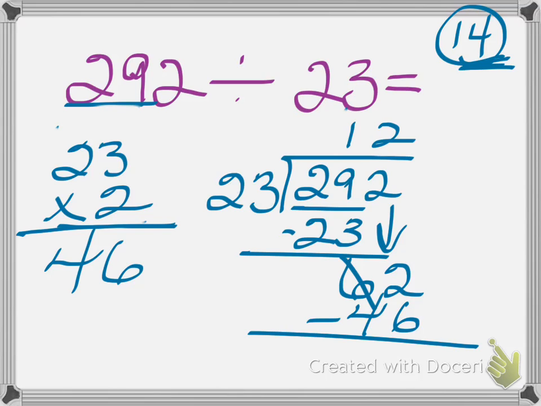Subtract that. Looks like I'm going to have to do some borrowing. 12 minus 6 is 6. 5 minus 4 is 1. I have nothing else to bring down, so I have 12 with the remainder of 16. Okay, let's double check and see if we're right.